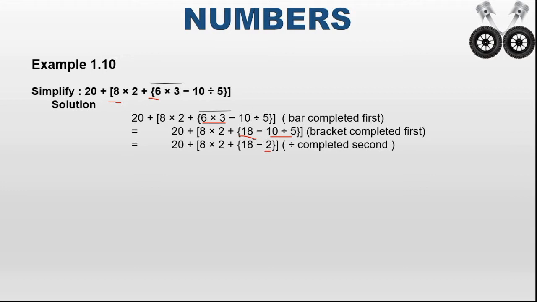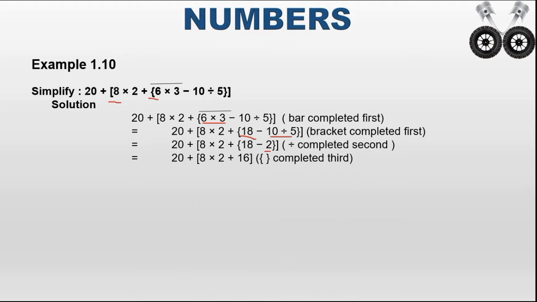Again, inside the bracket should be executed first. What is the operator presented here? The operator is subtraction. What are the operands here? 18 and 2. So we have to subtract 18 and 2. 18 minus 2 is 16. Very good. Then how many brackets are there? One bracket is finished already. The curly bracket is finished, so we leave that one.